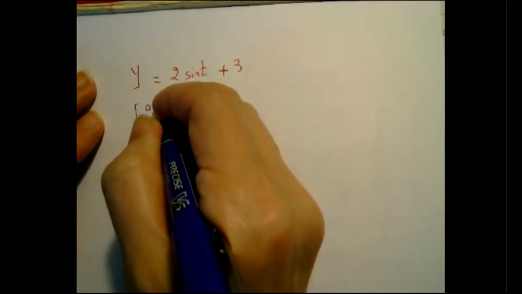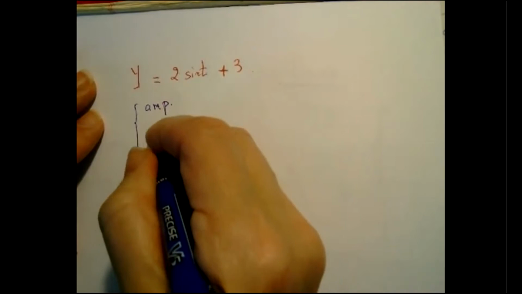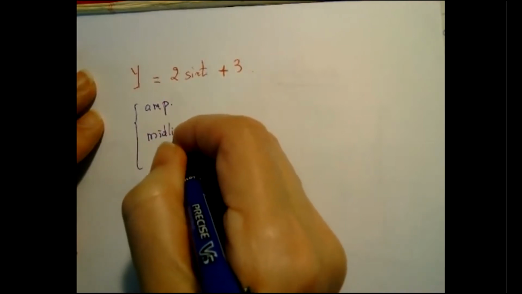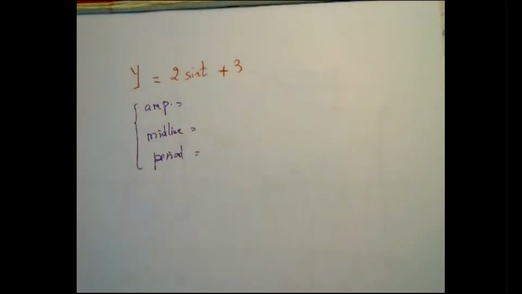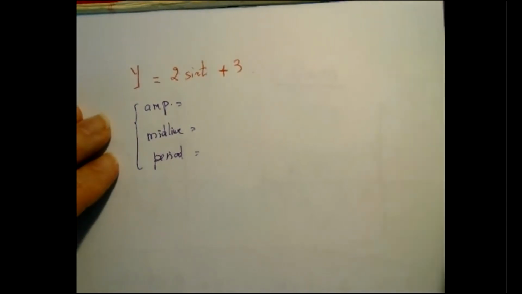You don't really have to memorize it, but you have to understand it. So I want everything. I want the amplitude. I want the midline. The period, right now, is not an important play. It's always 2 pi. That's what we're going to change today. And then a quick graph. So very quickly, I want the answer.